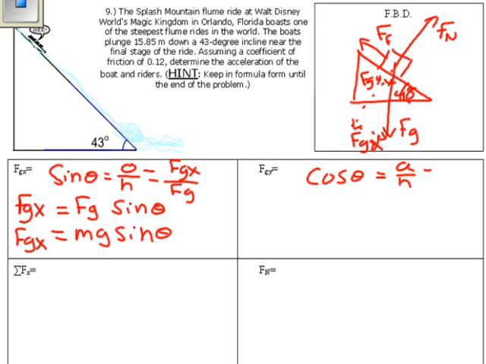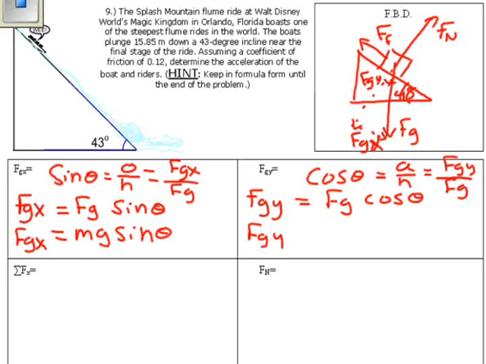Now we can do the same thing with Fgy. Fgy is the adjacent side to the angle, so we're going to use cosine. Rearranging and solving for Fgy, we end up getting Fg cosine theta. Again, we're going to say that Fg is equal to mg, so our final product here is Fgy is mass times the acceleration due to gravity times the cosine of theta.